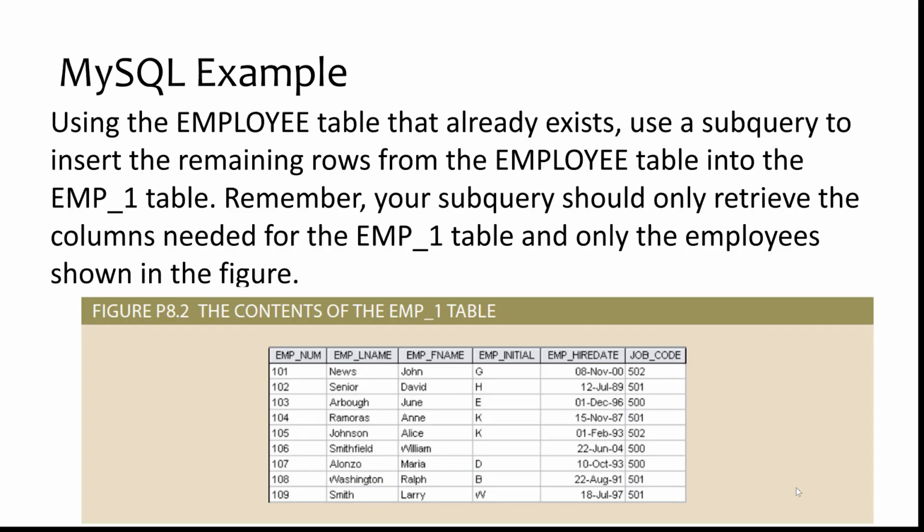So now, using the employee table that already exists, use a subquery to insert the remaining rows from the employee table into the emp_1 table. And remember, your subquery should only retrieve the columns needed for the emp_1 table and only the employees shown in the figure. So we have already inserted employee number 101 and 102. So we have to insert employee numbers from 103 to 109.